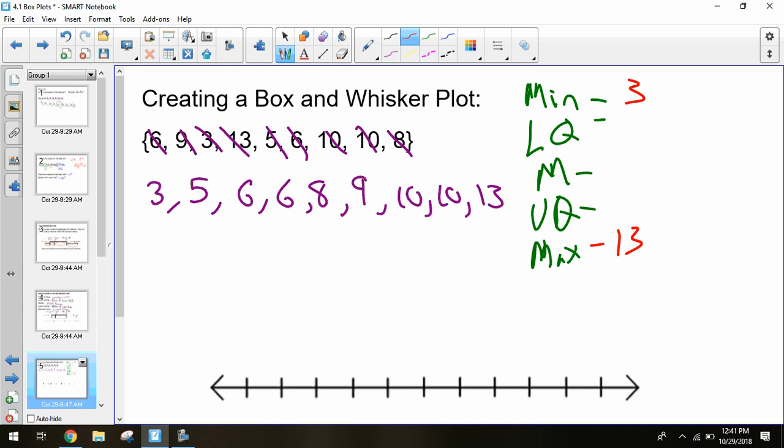So once again, for median, start cutting off from each end until you're left with that middle number. It's 8. So we have 8.